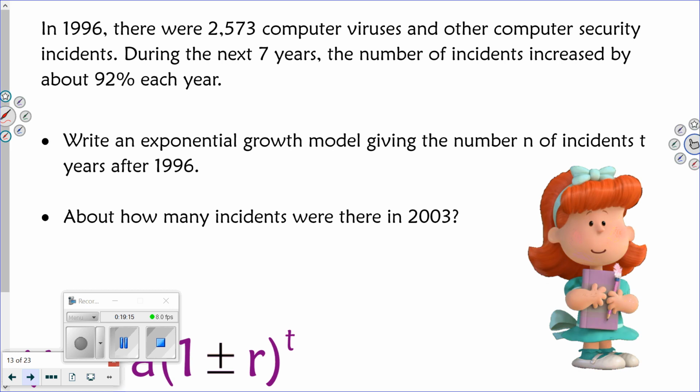All right. In 1996, there were 2,573 computer viruses and other computer security incidents. During the next 7 years, the number of incidents increased by about 92% each year. That's a huge increase every year. Write an exponential growth model giving the number n of incidents t years after 1996. About how many incidents were there in 2003?